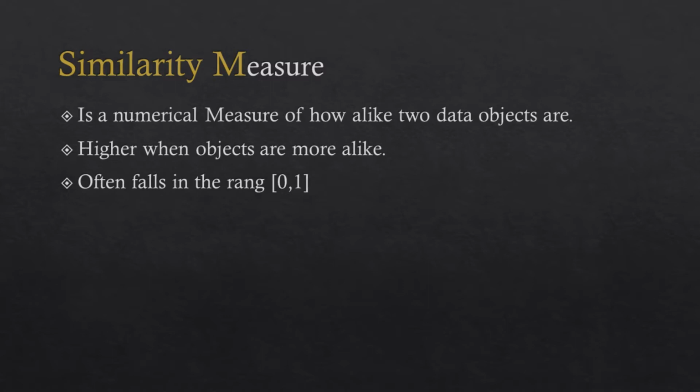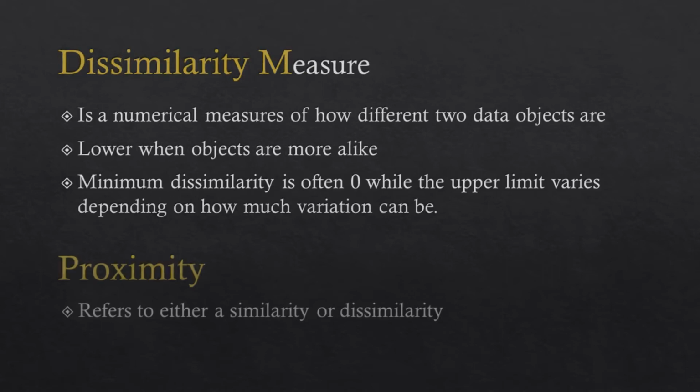So, tulad po ito ng sinabi ko kanina. Next is higher when objects are more alike. So, kapag ang value ay mataas, it means ang two objects ay more alike. Next is often falls in the range of 0 and 1. So, ang value ng similarity measure ay nagre-range sa 0 saka 1.